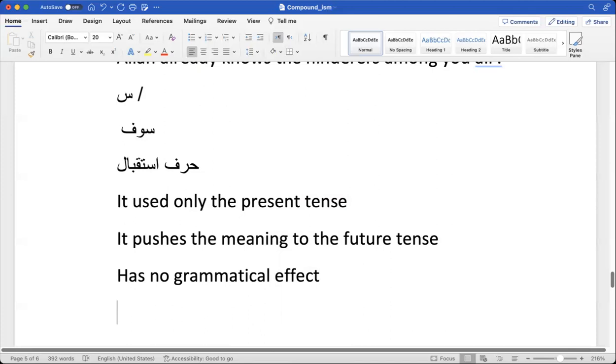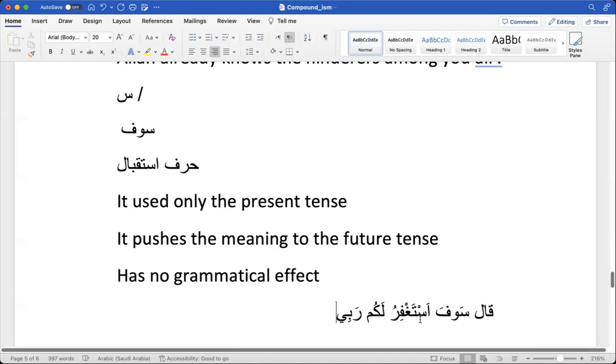Let me give an example. Allah subhanahu wa ta'ala says in the Quran, from Surah Yusuf: Qala sawfa astaghfiru lakum Rabbi. Qala means he said. Now, Saufa will push this Astaghfiru into future meaning.